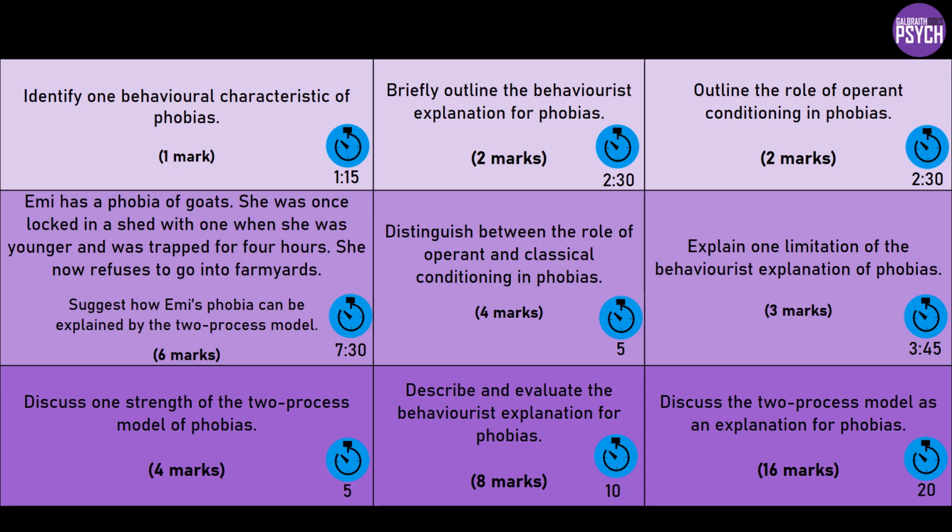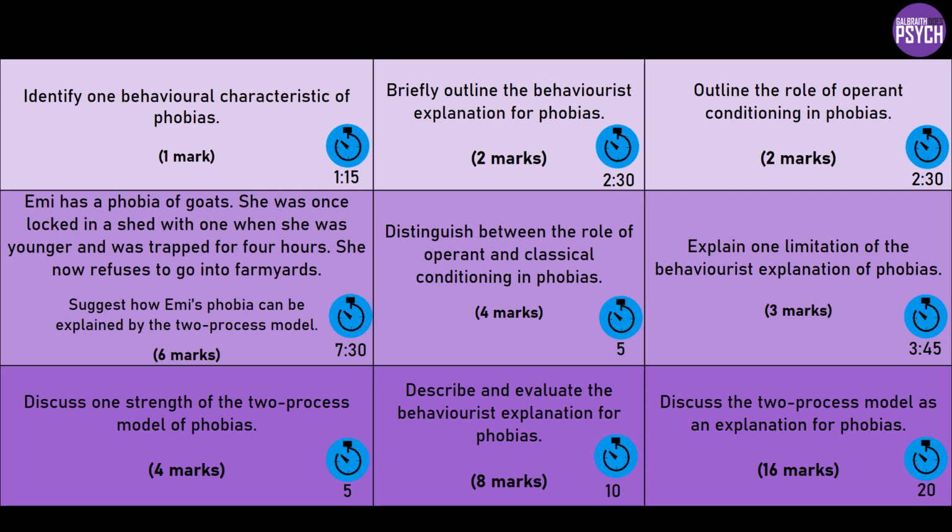Discuss one strength of the 2-process model. Okay, so it's 4 marks, so we're going to have to write a little bit more, but also the command word has changed here. It's discuss a strength. So what you're going to do is tell the examiner a strength, and then you're going to maybe elaborate on it and possibly undermine it a little bit. So present 2 sides if you can.